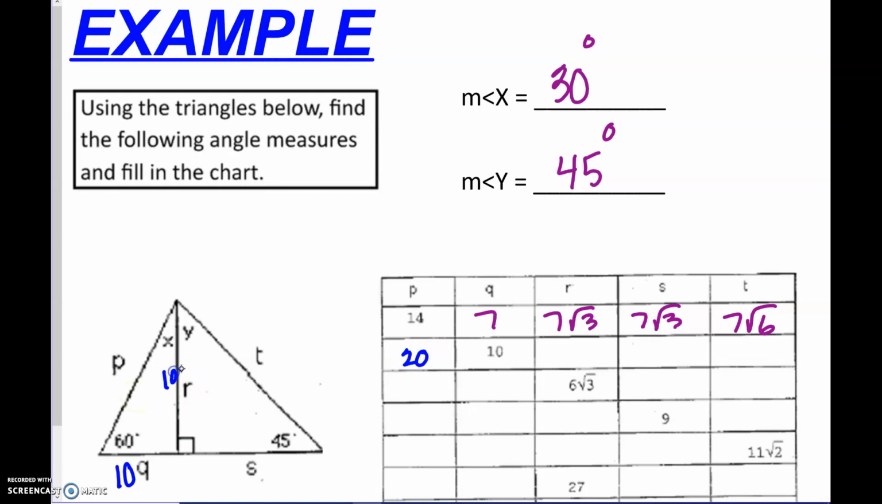r is going to be 10 root 3 because we take the short leg times the square root of 3. And remember, this is a 45, 45, 90, so our two legs are going to be the same. So 10 root 3, and then to find the length of the hypotenuse, we're going to take 10 root 3 times root 2, so we get 10 root 6.